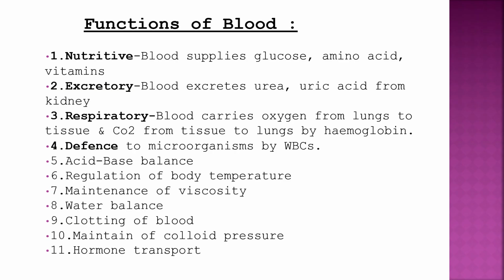Then defense function by WBCs, then acid base balance, regulation of body temperature, maintenance of viscosity, then water balance. Clotting of blood is because of the platelets, maintain colloid pressure and hormone transport. So the hormones produced by endocrine glands like thyroid gland produces T3, T4 and other hormones. So these are transported to all over the body through blood, and then the homeostasis, that is balance is maintained.